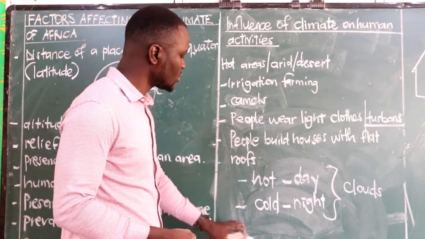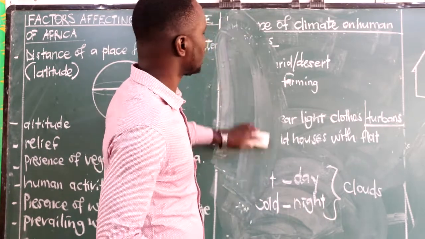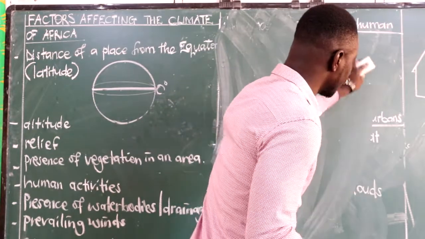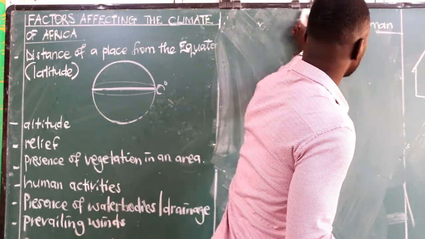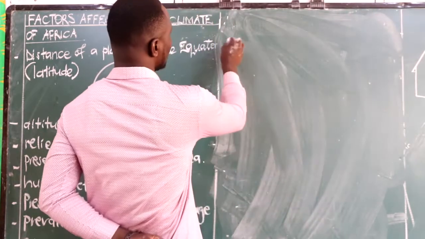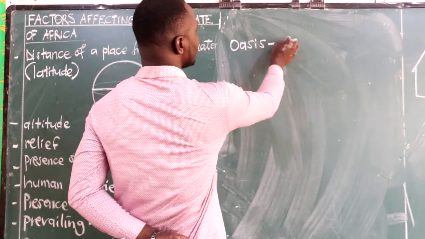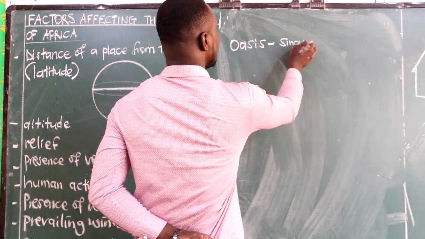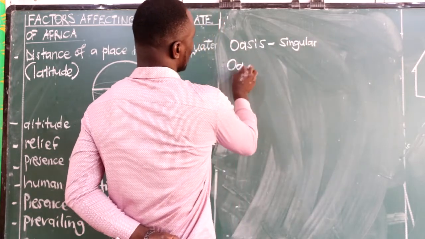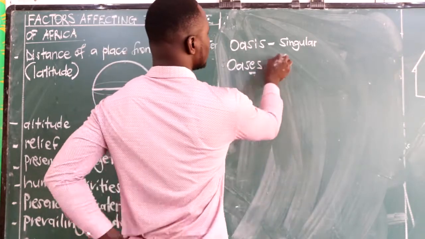However, we shall also understand that much as water is a problem, we have some areas in a desert where water can be got or accessed. We have what we call an oasis. That is, if it is singular, if it is one. If many, we call these oases. Get the spelling. So this is plural.